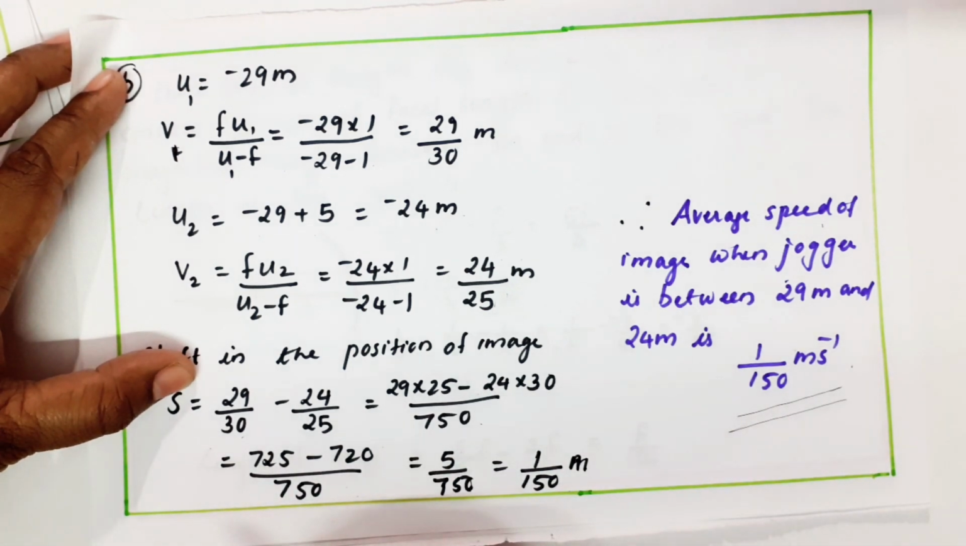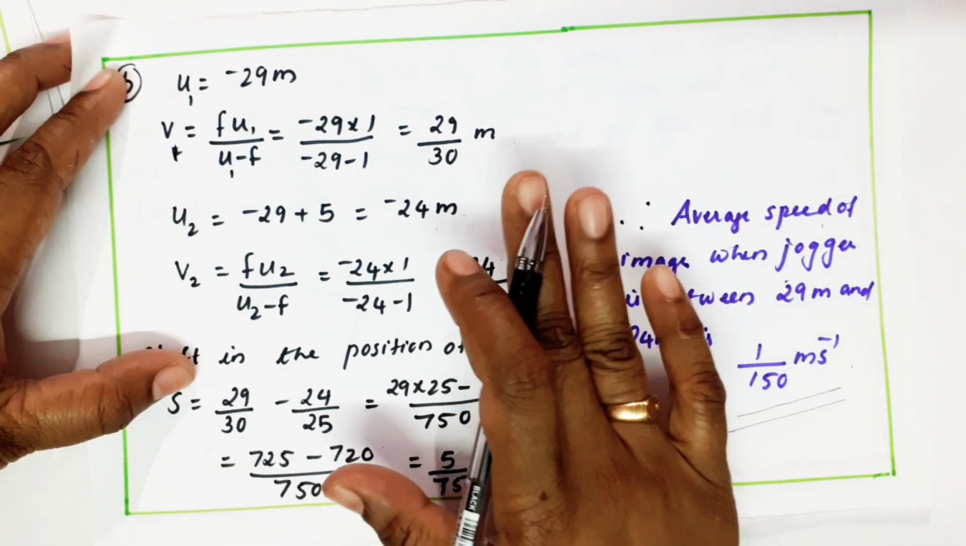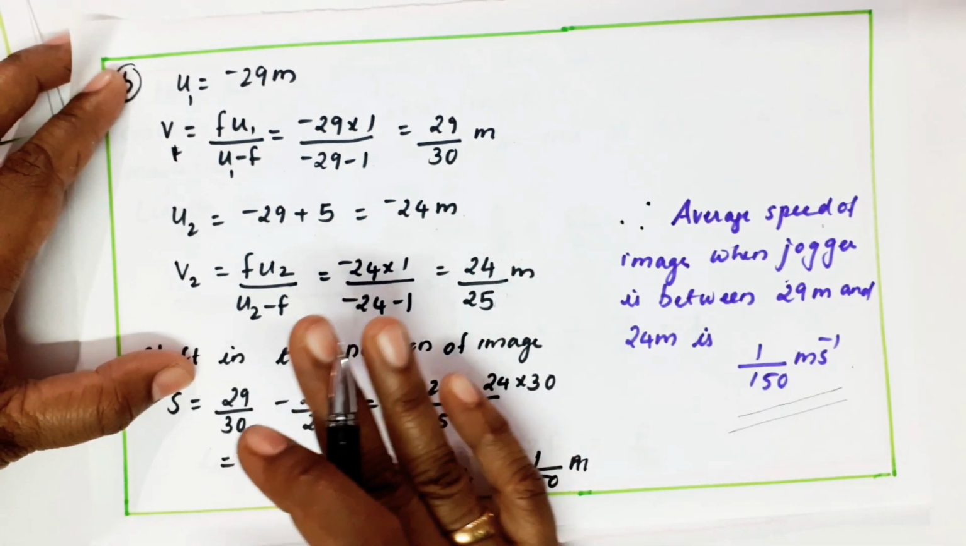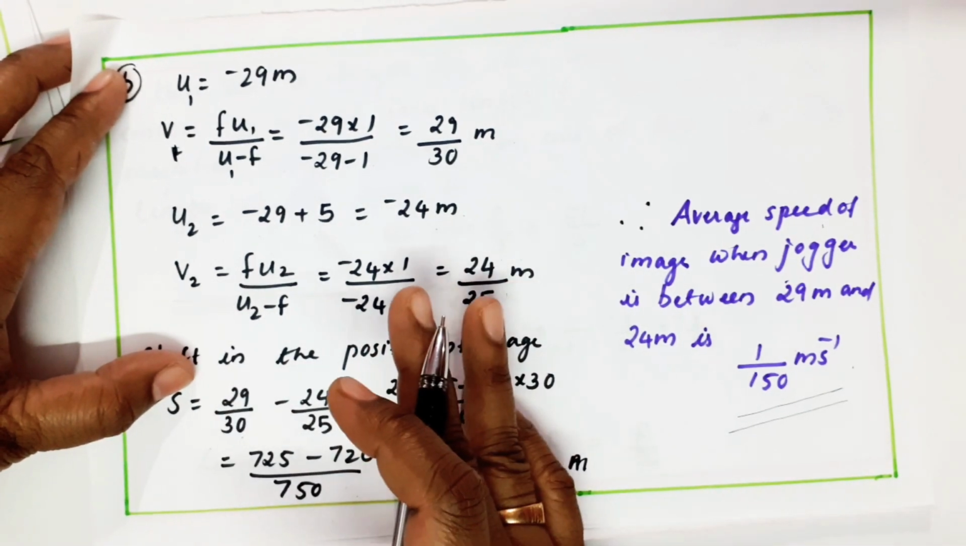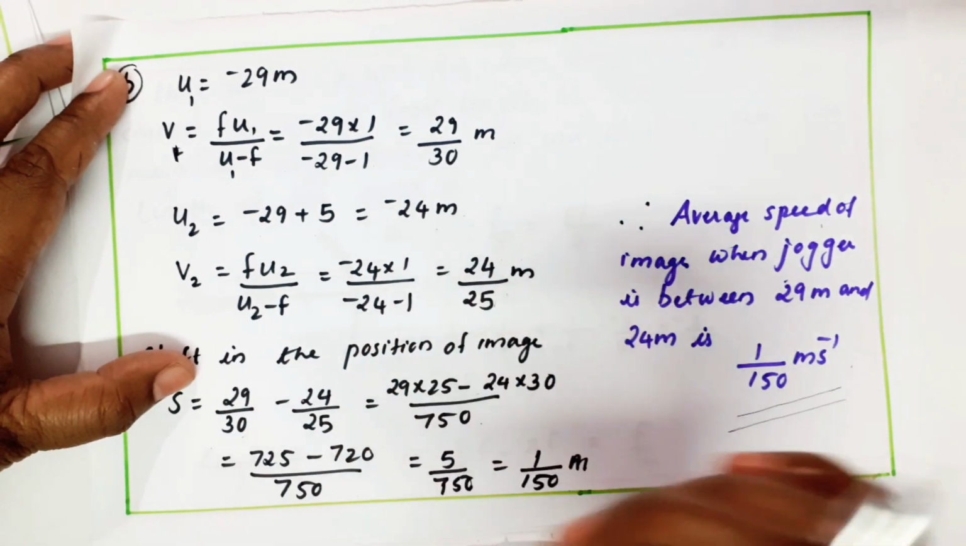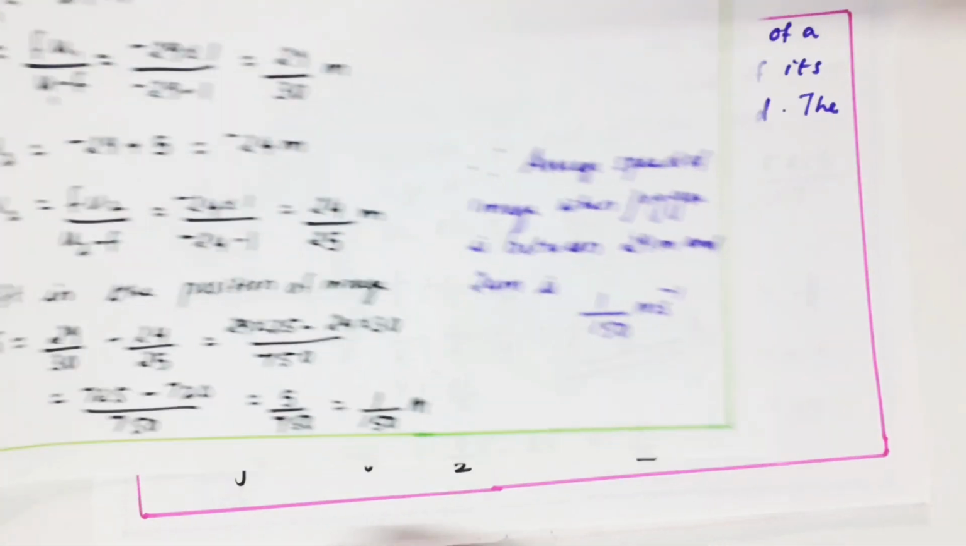Okay. So how did we get the equations? First, in this case, the jogger is moving. So the jogger is moving means we have to find two images. If you find the shift in the image, we get the distance. That divided by time, if you take, we get the average speed.